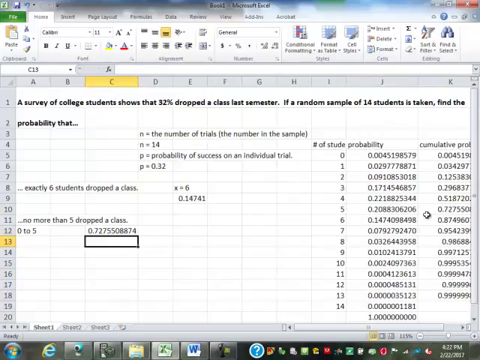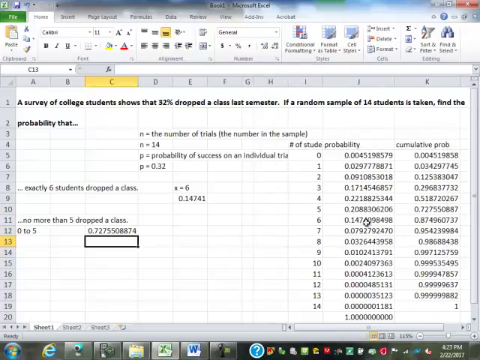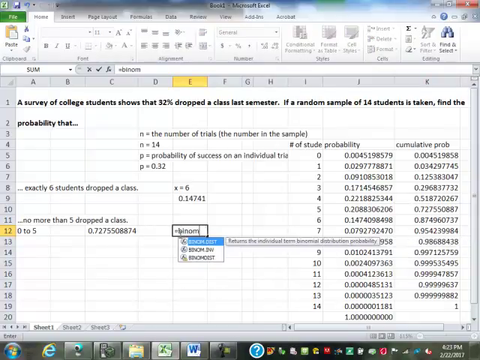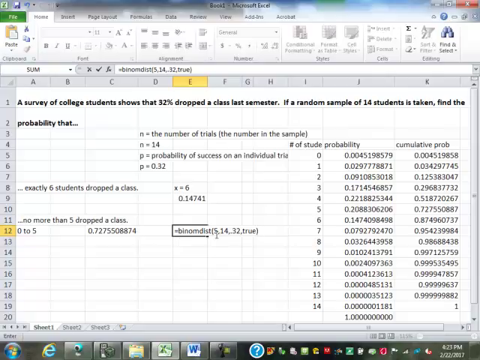You'll notice that is the same as what the cumulative probability would have been for 5. So I could have just done equals binomial dist 5, 14, 0.32, then put in true to make it cumulative. So what that's saying is this first number here of 5 successes, true is saying we want 5 or less. So 0, 1, 2, 3, 4, or 5. And we get that same probability there.